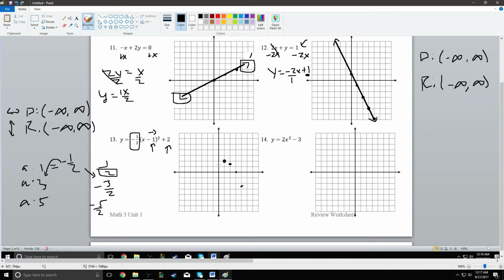Over 1, down 1/2. Over 1, down 1, 2, 3/2. Over 1, down 1/2, 2/2, 3/2, 4/2, 5/2. And there's your quadratic function.